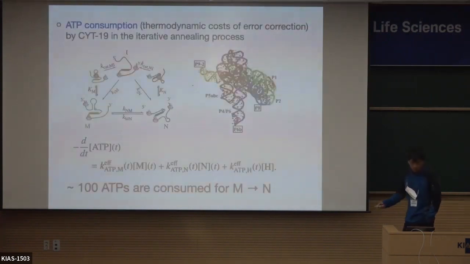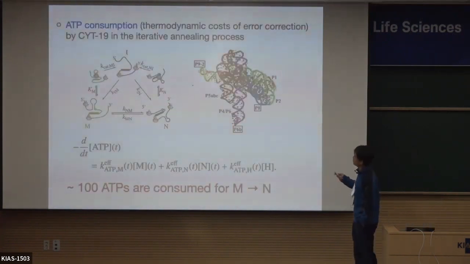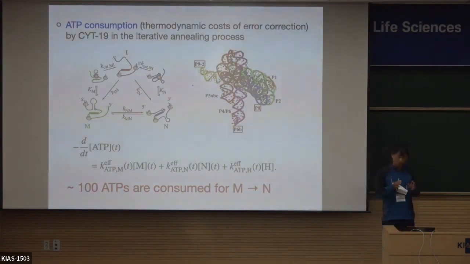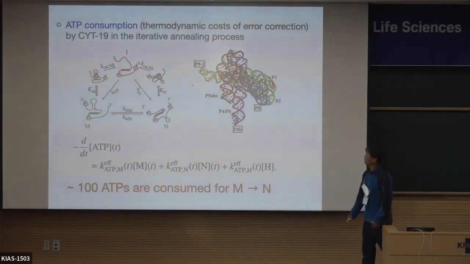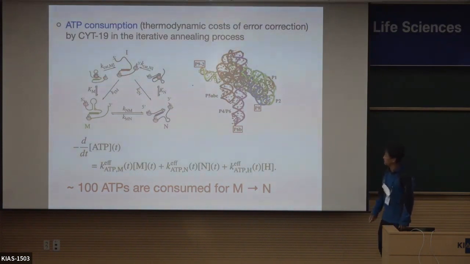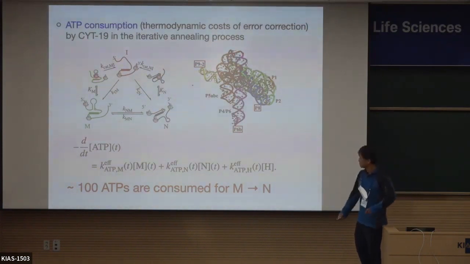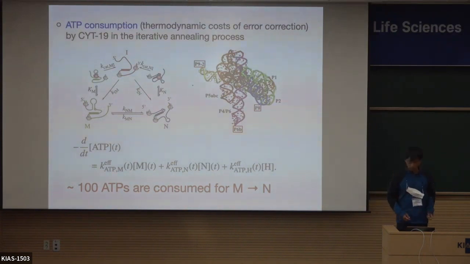So we actually tried to compute how many ATP have to be consumed to fold the misfolded state to the native state for this kind of ribozyme case. We analyzed experimental data, and we found that about 100 ATP have to be consumed to correctly fold the misfolded state into the native state.